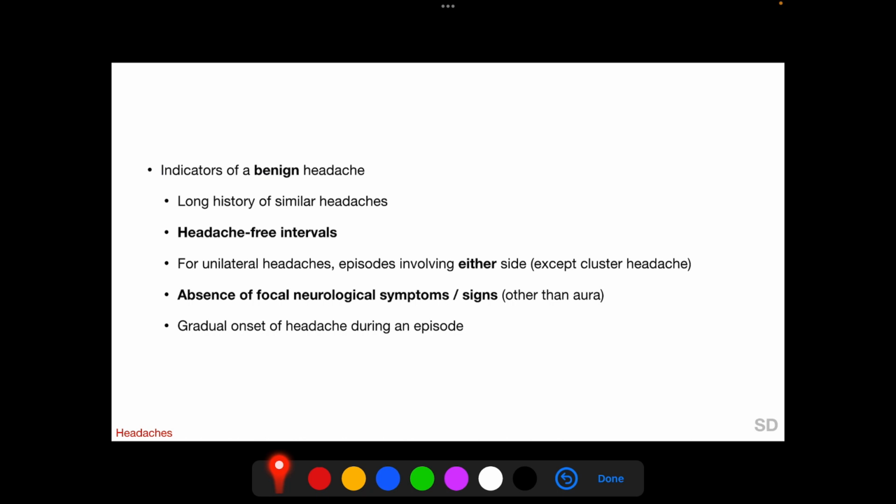So what are the indicators of a benign headache? A long history of similar headaches, headache-free intervals between episodes. For unilateral headache, episodes involving either side, that means in some episodes the right side of the head is involved and in other episodes the left side of the head is involved. Absence of focal neurological signs and symptoms other than aura, and a gradual onset of headache during an episode.